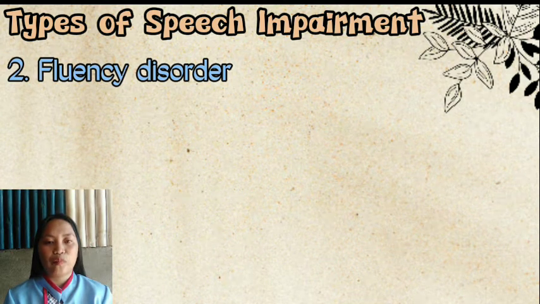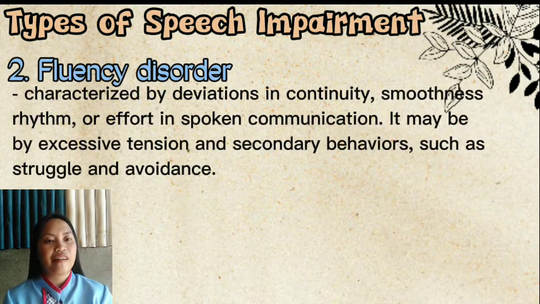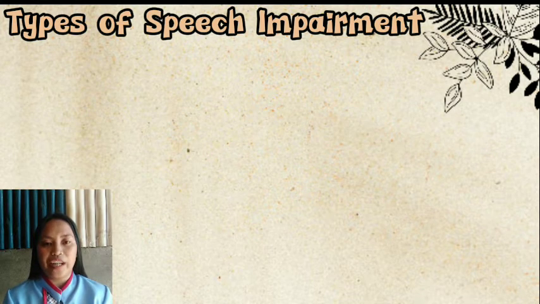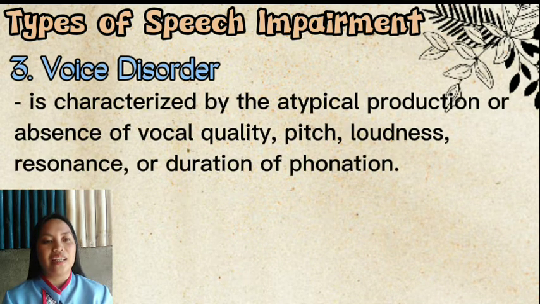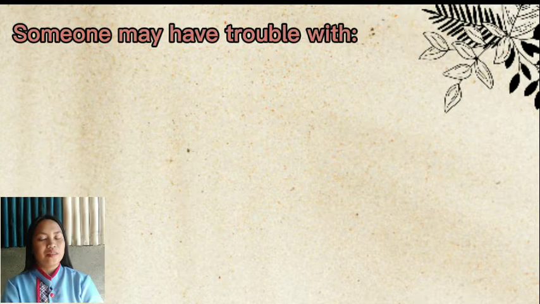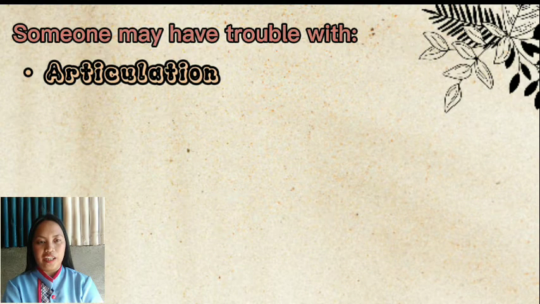Next disorder is what we call fluency disorder. It is characterized by deviations in continuity, smoothness, rhythm, or effort in spoken communication. It may be accompanied by excessive tension and secondary behaviors such as struggle and avoidance. Last one is voice disorder. A voice disorder is characterized by the atypical production or absence of vocal quality, pitch, loudness, resonance, or duration of phonation. Speech disorders can make it hard to communicate.